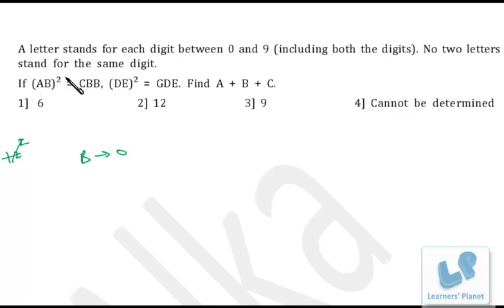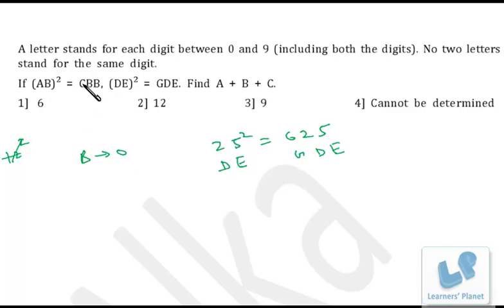So what we have to do, we have to calculate the value of the other letters also. So we can calculate the value of A. Now here DE square is GDE, right? It happens only in the case of 25, right? 25 square is 625. So it is G, it is D, it is E, right?